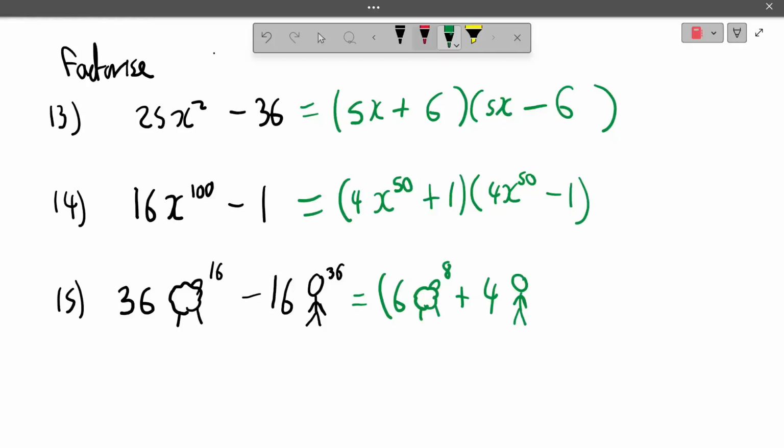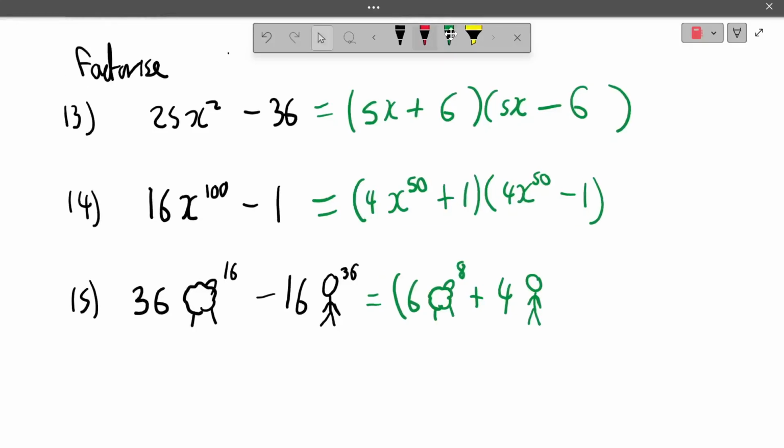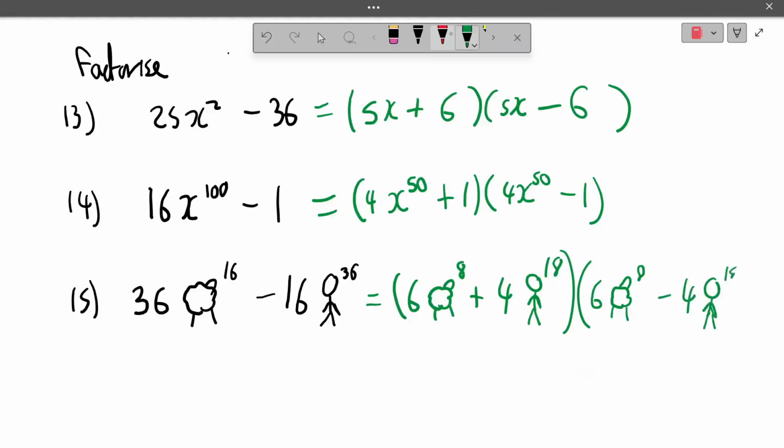Stickman, and half of 36. Don't be afraid to do a little bus stop method or however you like to do it if you're not sure on half of 36, but half of 36 is 18. Okay. Then we have closed brackets and open brackets, and we're going to write the same. 6 sheep, power of 8, minus 4 stickman, power of 18. Okay, so that's our 3 questions answered.